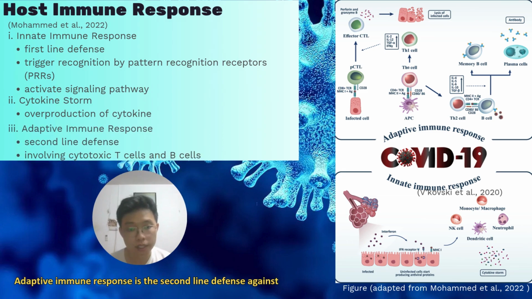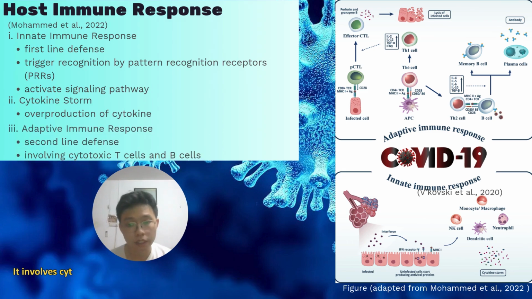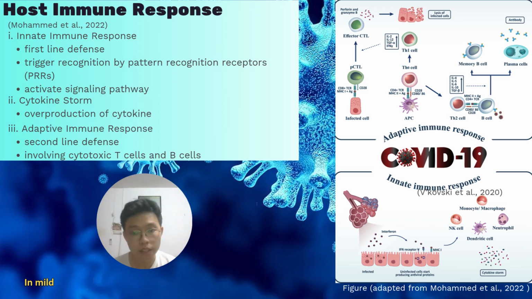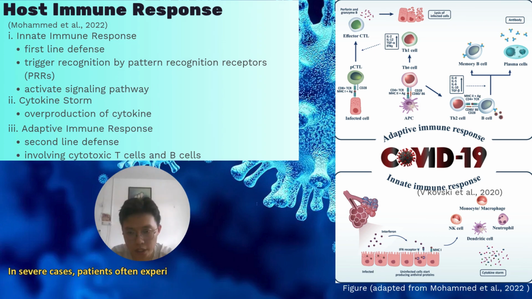Adaptive immune response is the second-line defense against COVID-19. It involves cytotoxic T cells that kill infected cells and B cells that produce antibodies. In mild to moderate cases, this response is strong and long-lasting. In severe cases, patients often experience lymphopenia with low levels of B and T cells.